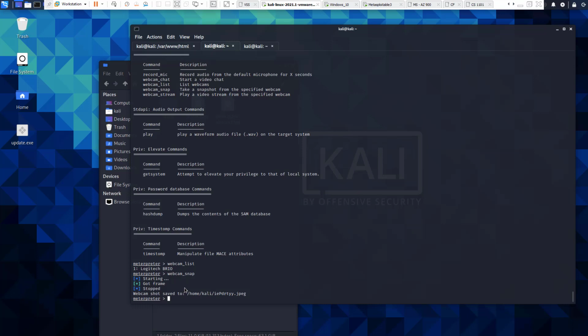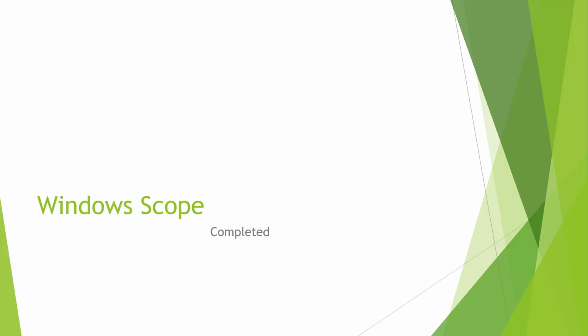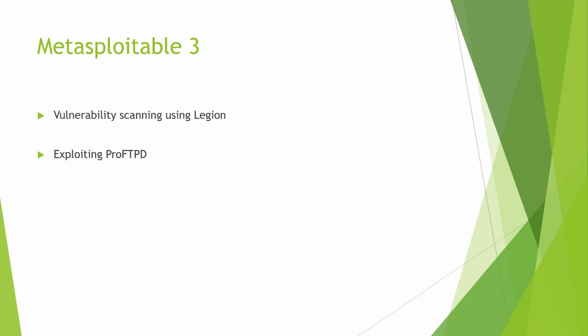And again, the goal here would be to go through this entire list so you understand what you're trying to accomplish with Meterpreter. But that has completed the Windows scope. That has checked it off. We've crafted an exploit, verified it. We even did a screenshot to verify. So, with that said, let's move into our Metasploitable 3 scope.